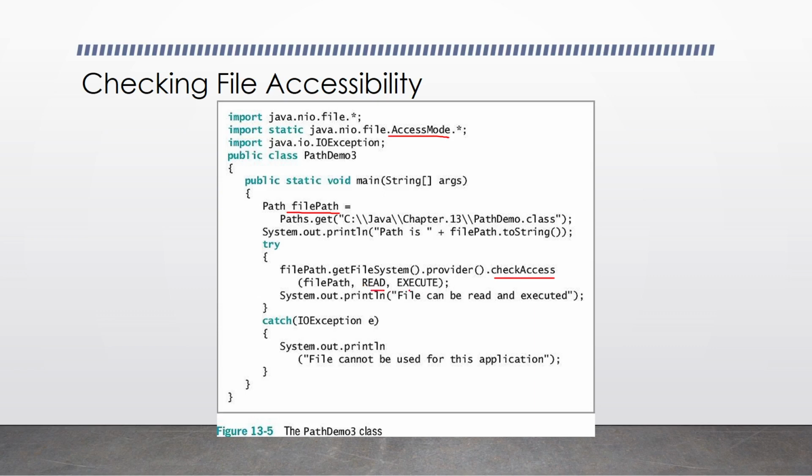And another argument that will be used is the WRITE argument. WRITE checks that the file exists and that the program has permission to write the file. And EXECUTE checks that the file exists and that the program has permission to execute the file.